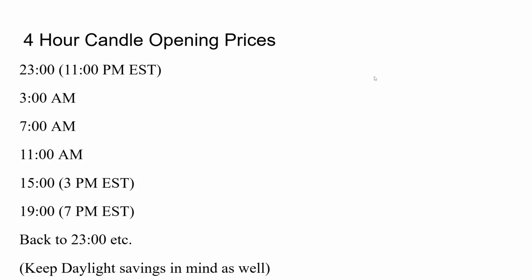So we've got 2300, which is 11 o'clock p.m. Eastern Standard Time. I'm on the East Coast, New York time. You have to convert that no matter where you are all over the world. You've got to work that out, but it's still going to go in 4 hour intervals. So this part, once you get it, you only have to do it once. Each one of the candles opens at 2300 or 11 at night, 3 a.m., 7 a.m., 11, 3 p.m., 7 p.m., and then back to 23. It just repeats.